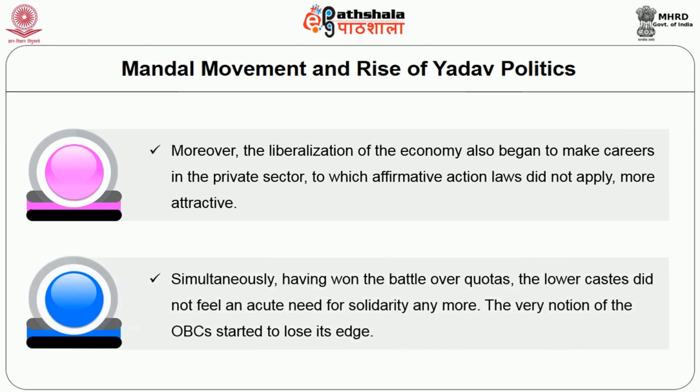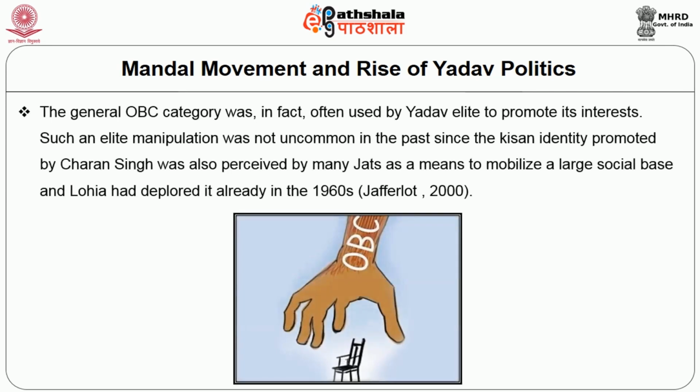Simultaneously, having won the battle over quotas, the low castes did not feel an acute need for solidarity anymore. The very notion of OBC started to lose its edge. The general OBC category was in fact used by the Yadav elite to promote its interests. Such an elite manipulation was not uncommon in the past, since the Kisan identity promoted by Charan Singh was also perceived by many Jats as a means to mobilize a large social base, and Lohia had deplored it already in the 1960s.